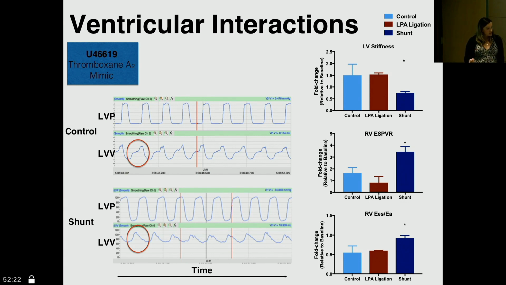Right ventricular contractility, as measured by ESPVR, is augmented, where it's only slightly augmented among control animals. And again, that ventricular vascular coupling measure, ES to EA ratio, is preserved in shunts, but not in controls. And so evidence of beneficial ventricular interactions, or at least preservation of baseline in the setting of an increased afterload.